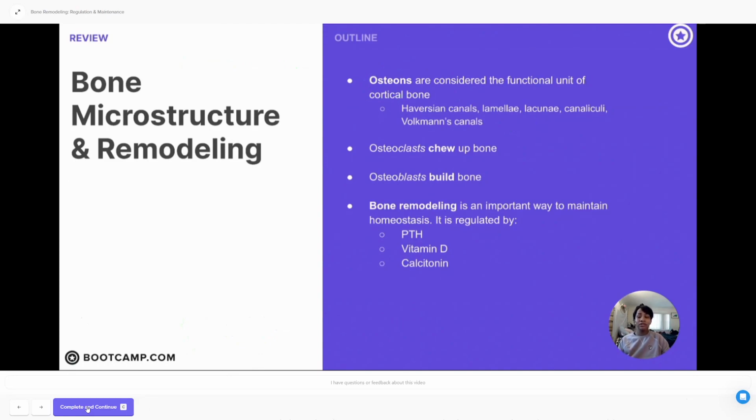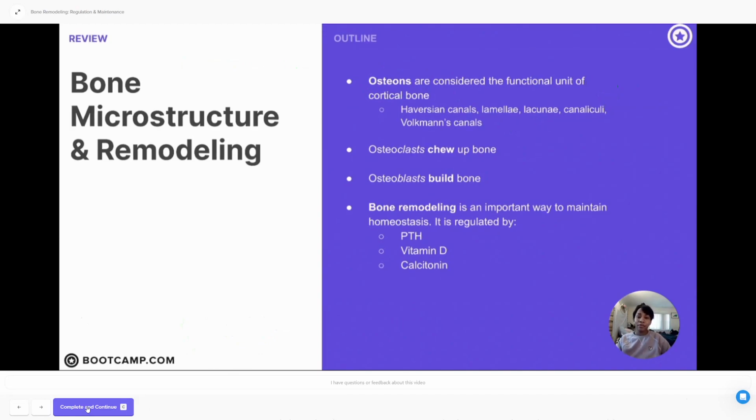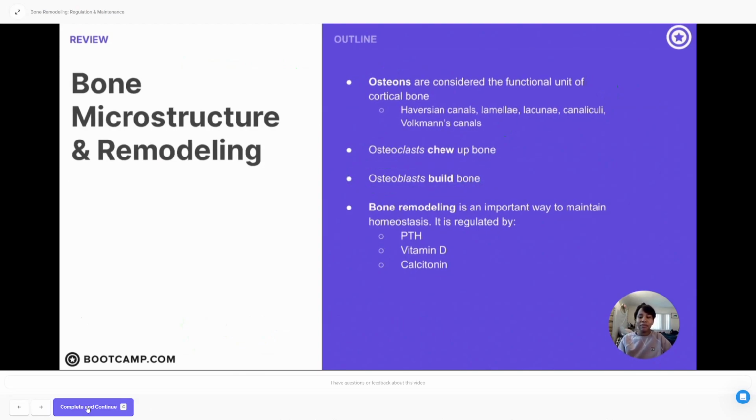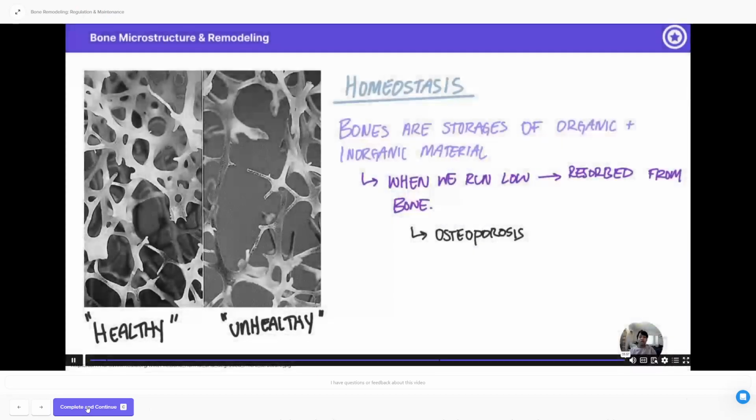And we've also got the lamellae, which are the layers of the osteon, the lacunae, which are the homes for the bone cells. Canaliculi connect the lacunae so that they can receive nutrients, and the Volkmann canals just simply connect the Haversian canals between adjacent osteons together. We're going to have the osteoclasts chewing up bone, as well as the osteoblasts building bone. And lastly, we'll have to remember that the bone remodeling process is really important for helping us maintain homeostasis, and it's controlled by PTH, vitamin D, and calcitonin.